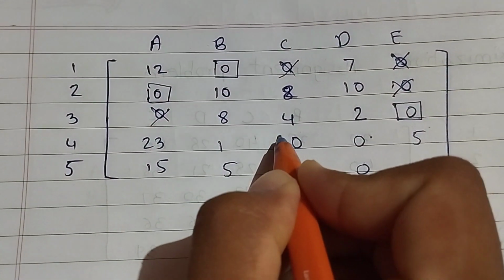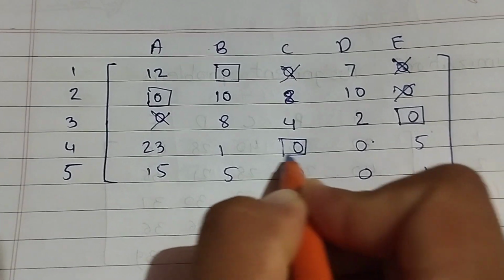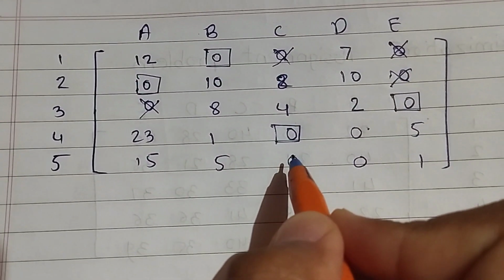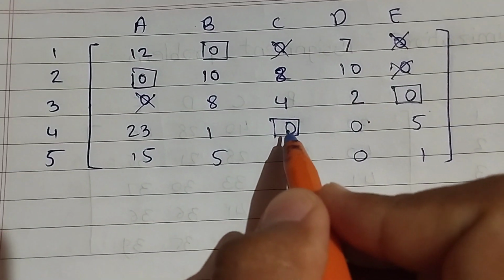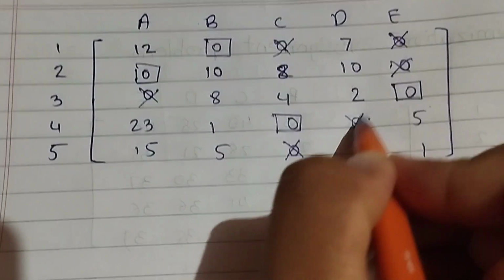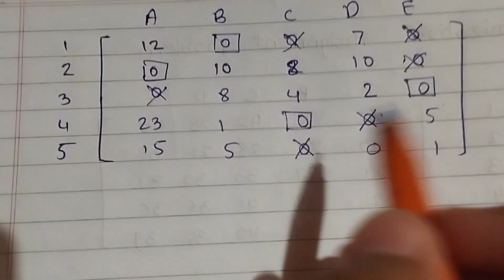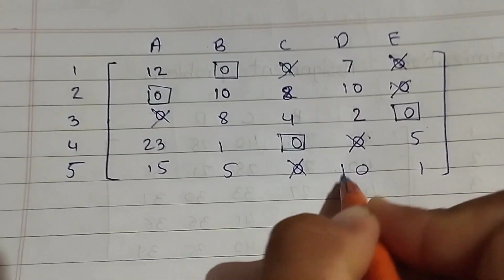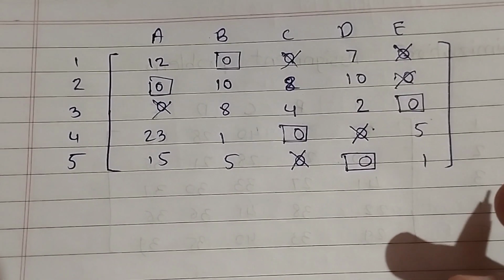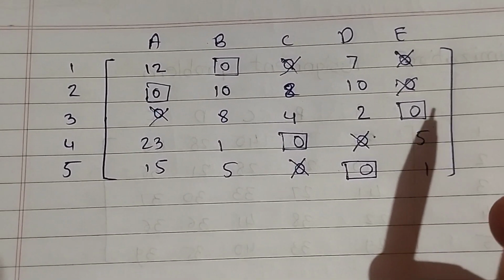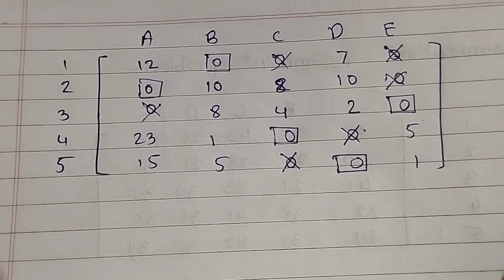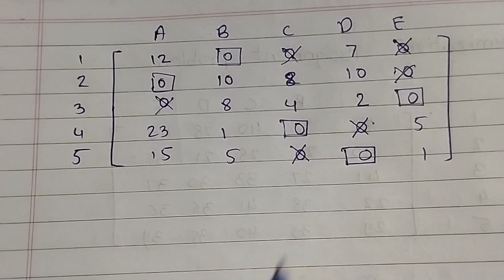Now we start from this 0, because each column and each row has 2 zeros now. So when we assign this 0 as an assignment, then cross all the zeros with respect to its row and column. Now the last one, this 0, gets assigned. Now all the rows have been assigned by the assignment zeros. So this is now our optimal solution.